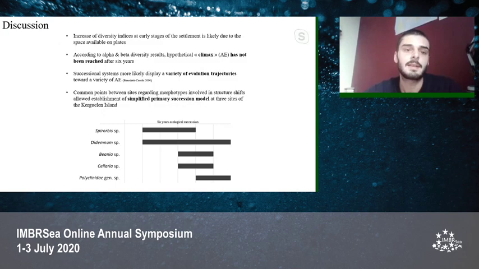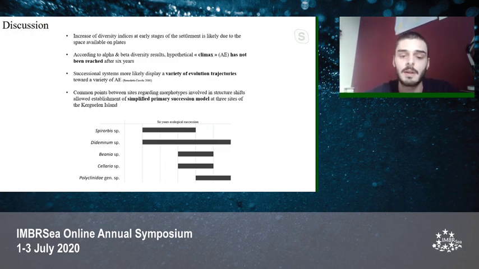From that result, we hypothesize that the increase of diversity indices at early stage of settlement is likely due to the space availability on plates, based on other trends on global coverage evolution in settlement plates. According to alpha diversity and beta diversity results, we can cautiously say that the hypothetical climax condition has not been reached even after 6 years of the colonization process. Successional systems more likely display a variety of evolution trajectories towards a variety of adjacent environments, like we saw in Sum, rather than one canalized and predictable trajectory. It can happen as well, but it's more likely to happen like this apparently.